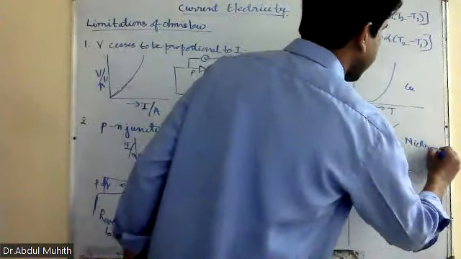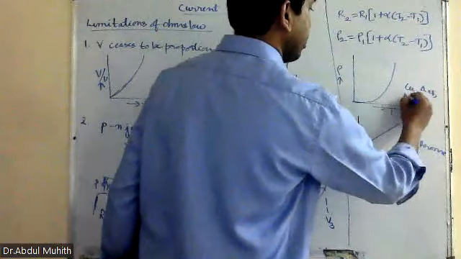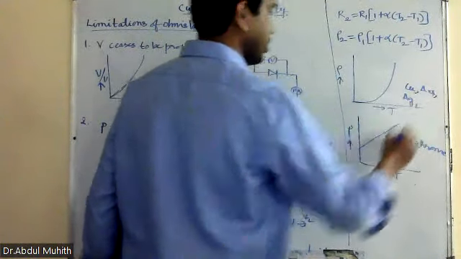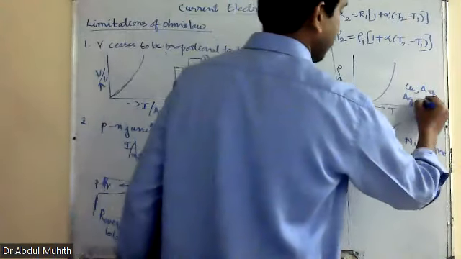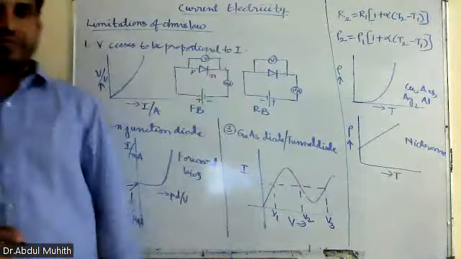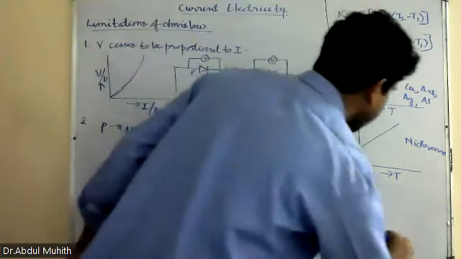They can ask instead of copper, they can ask gold, silver, or aluminum also. So the value is same. The graph will be same. It won't change. Now for semiconductor, like junction diode and all, the graph will be like this.